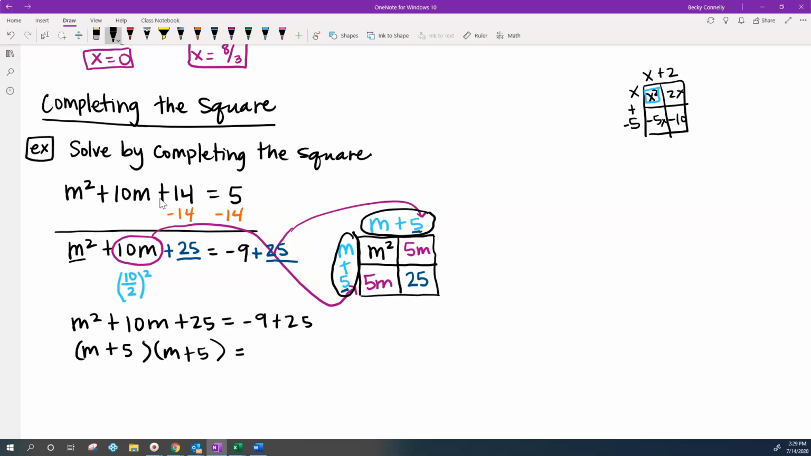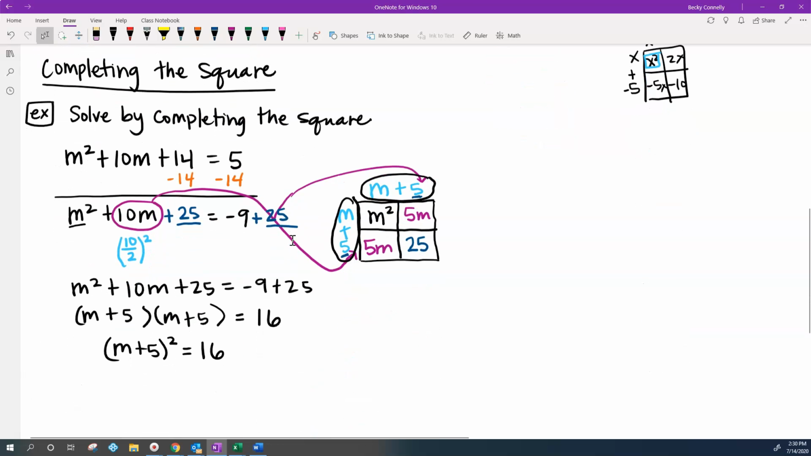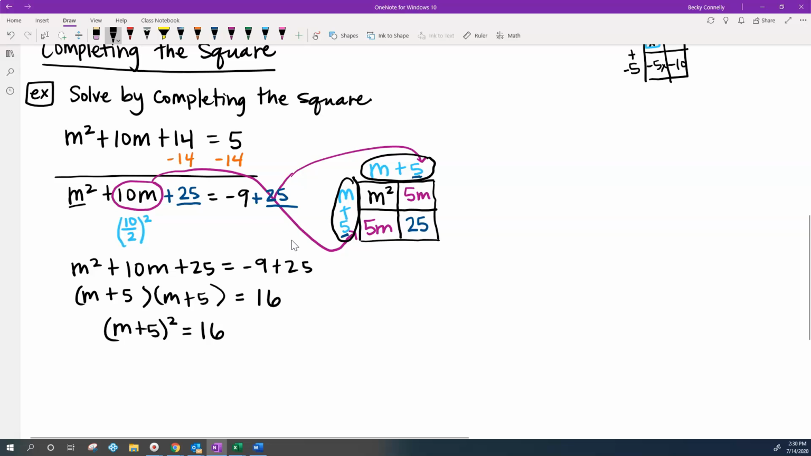And then equals negative 9 plus 25 is 16. On this, do you agree that this m plus 5 times m plus 5 could also be written as m plus 5 all squared equals 16? And so now we can say, well, it's now in the same kind of form that we started off with in this square root property where we have one side that's squared. And so to undo that square, we're going to square root both sides.